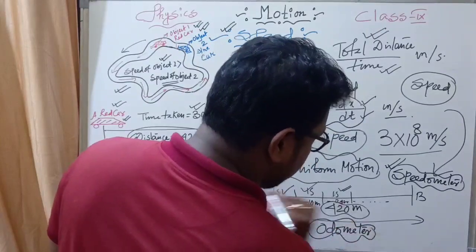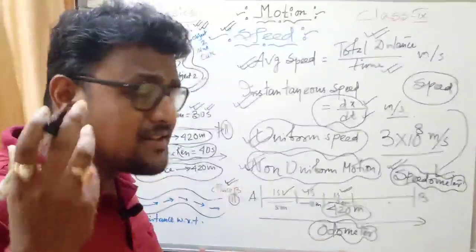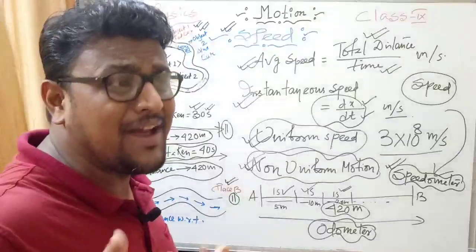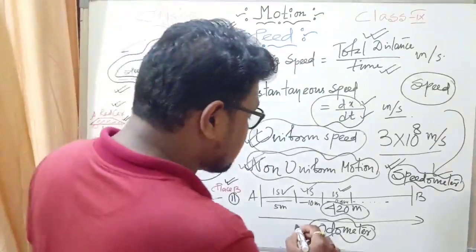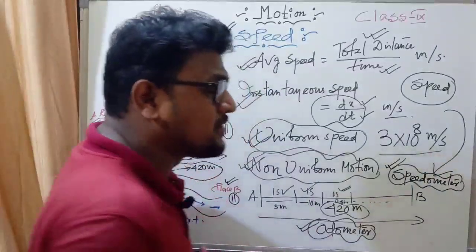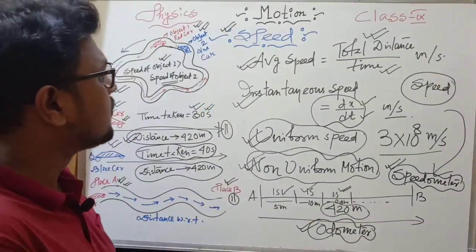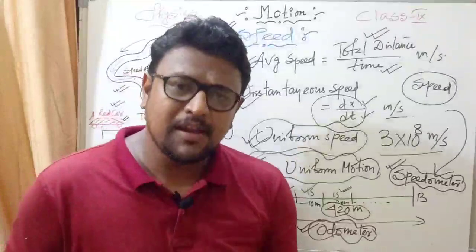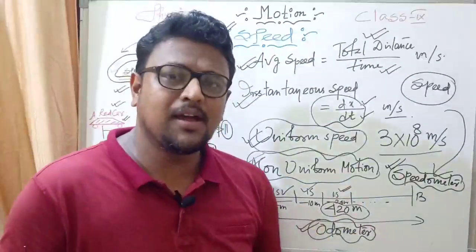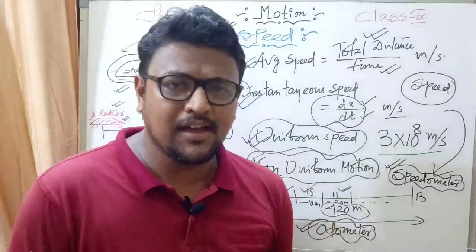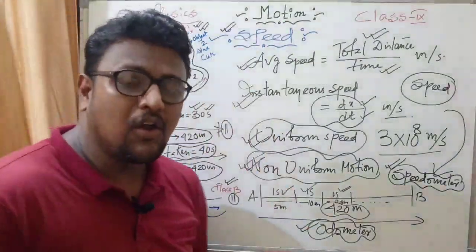Odometer means how much total distance is covered, that is the mileage. For example, you have heard the same word, the mileage of a bike, the mileage of a car. That means the instrument that measures it is called the odometer. So this is the basic concept of speed. So what is speed? Speed is how much total distance is covered per second of time. That is the concept of speed.